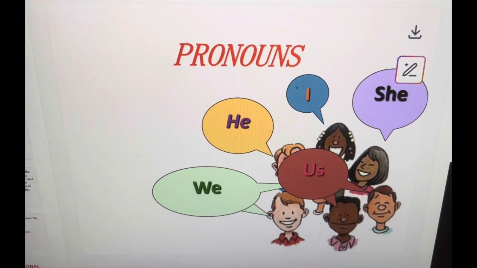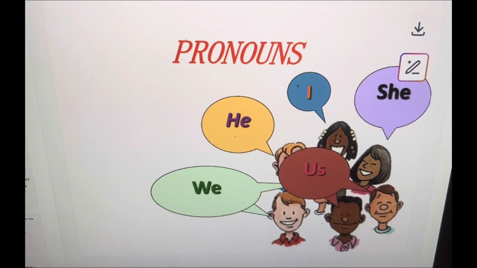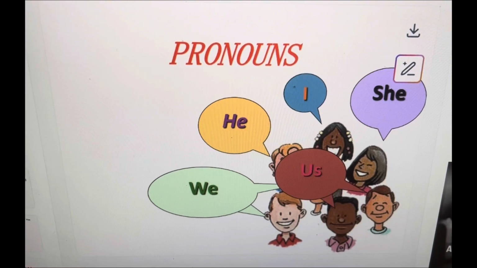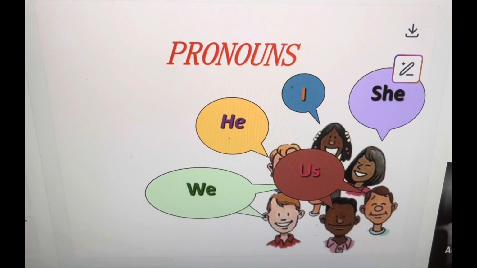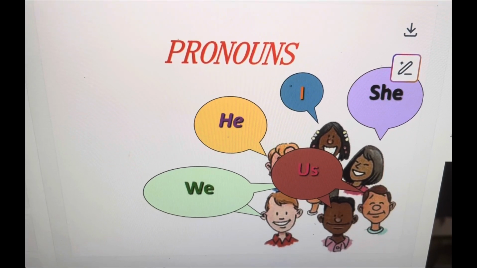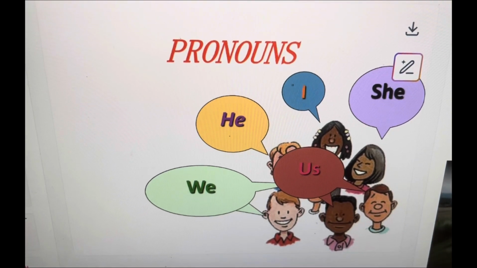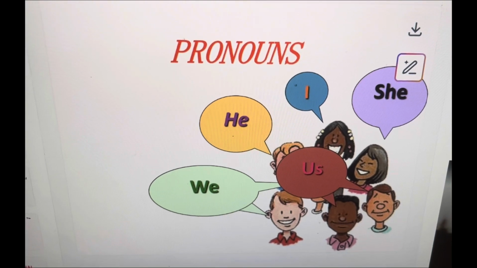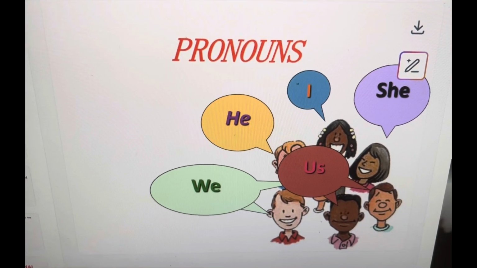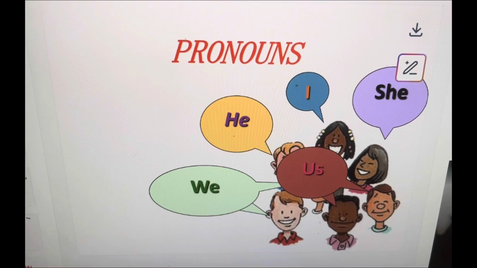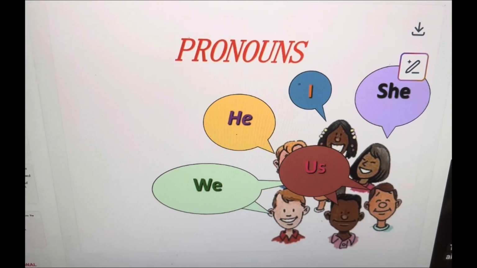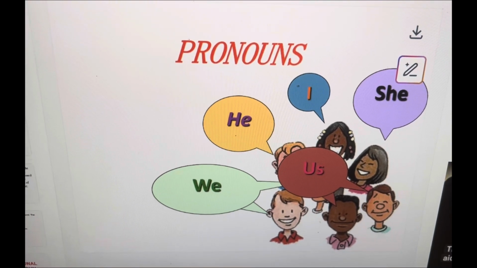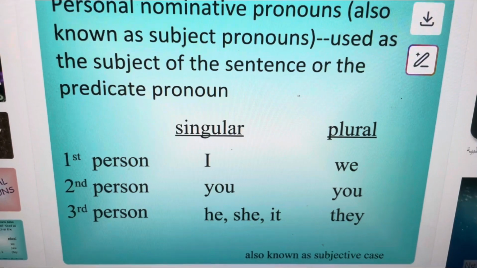Recall again what pronouns are. Pronouns: I, he, we, us, she. Here you can see five pronouns given. We are using pronouns in place of nouns. I, singular. He, singular. She, singular. We, plural. We are using we in place of nouns as a plural. Us, plural. So all these are pronouns.